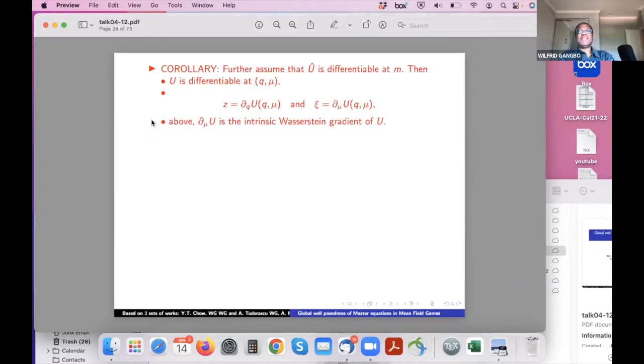The corollary of that is if U hat is differentiable at M, then the subdifferential has a unique element in the tangent space. And so Z must be the gradient with respect to Q of U, and psi is the Wasserstein gradient of U with respect to mu. And you can take this as a definition if you don't know the intrinsic Wasserstein gradient. But if you know it, this becomes a theorem where I am saying that psi coincides with the intrinsic Wasserstein gradient.